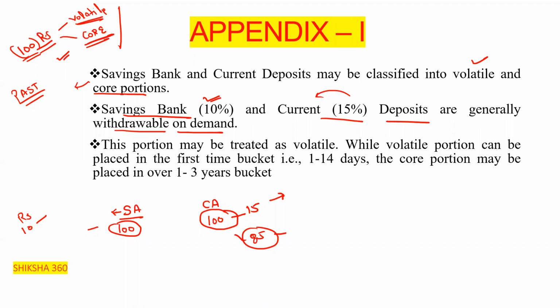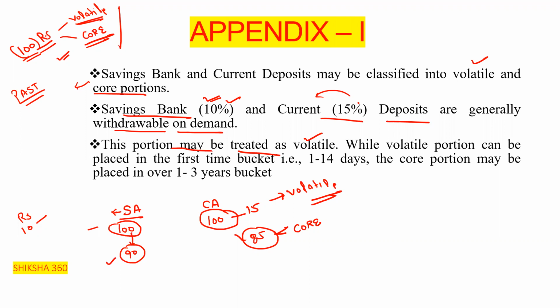And here 90 rupees are present just for saving purposes, and here 85 rupees. Those are considered core deposits, and the others are considered volatile deposits. This portion, the 10% and 15%, may be treated as volatile.